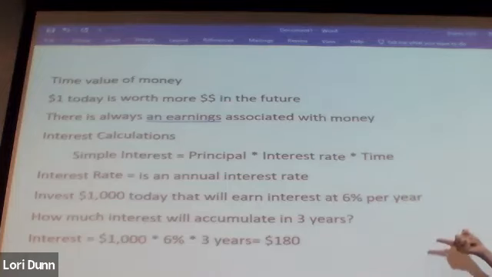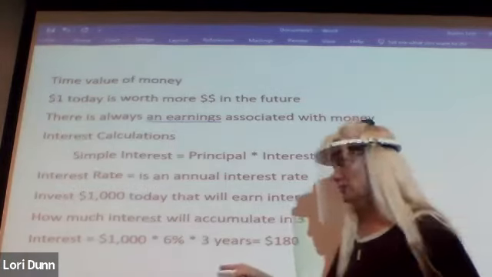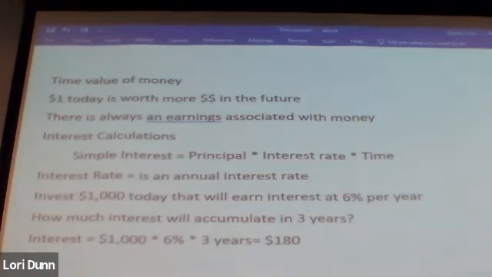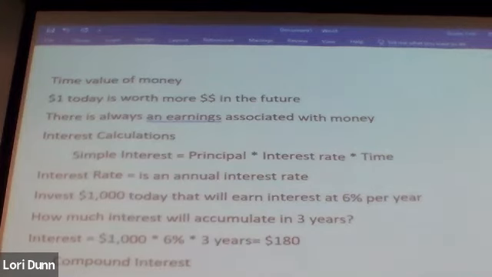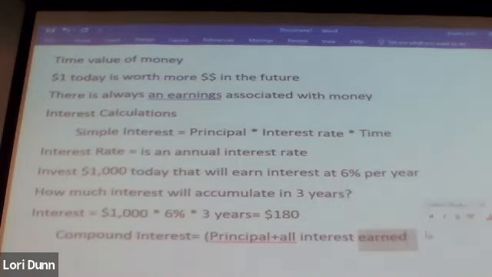Okay? 99% of our investments do not just calculate interest on the amount of money we originally invest. Instead, it uses compound interest. And that's really the focus of this chapter. Compound interest. When you calculate compound interest, similar formula, but you will take the principal plus all interest earned as the first number. So it's not just the principal, but all the interest that you've accumulated, that's still in the investment.